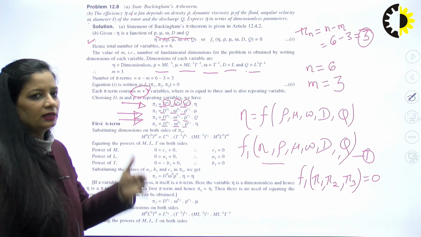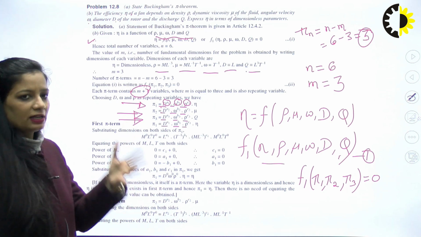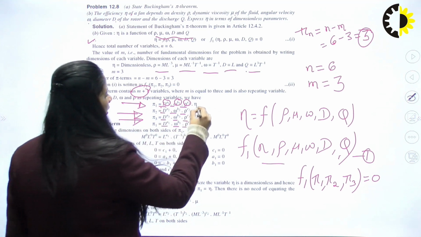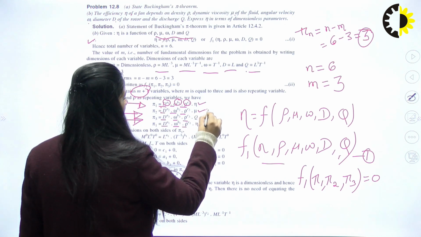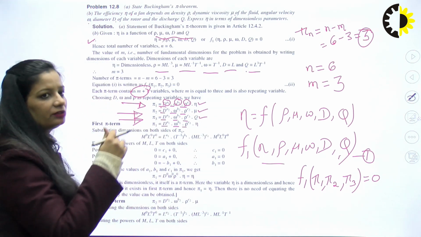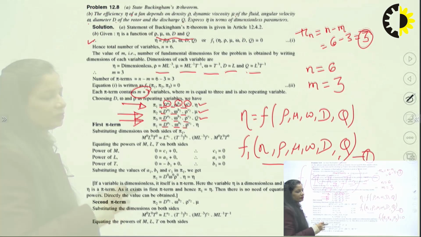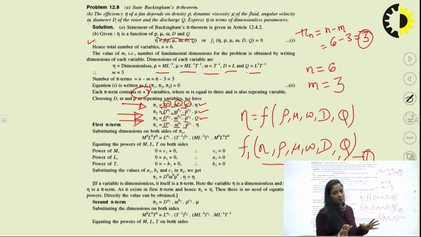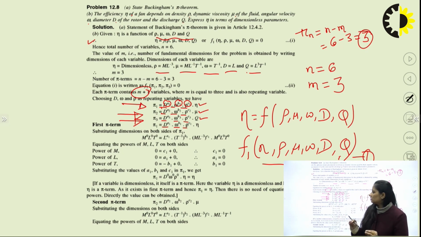What is left now? Eta, mu and Q. Write eta, mu and Q in the 3 equations one by one. So pi 1 will be equal to this equation, pi 2 this, and pi 3 this. Now the next step is simple: we just need to find out how these pi terms will function.